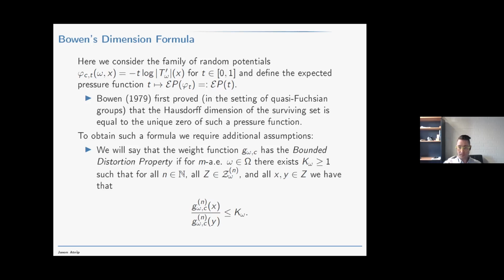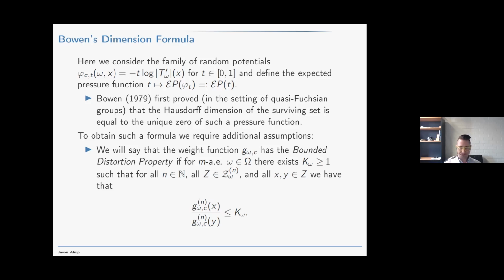So if we want to look at the Hausdorff dimension, we want to consider the family of random potentials that's given by phi t and parameterized by a little t in 0 to 1. Those are going to be equal to minus t log of T omega prime. If we look at the open pressure and the closed pressure for each parameter t, we would form the pressure function, t maps to the expected pressure of phi t. Now, going back to 1979, Bowen proved for the first time in the setting of quasi-Fuchsian groups that the Hausdorff dimension of the surviving set is equal to the unique 0 of this pressure function.